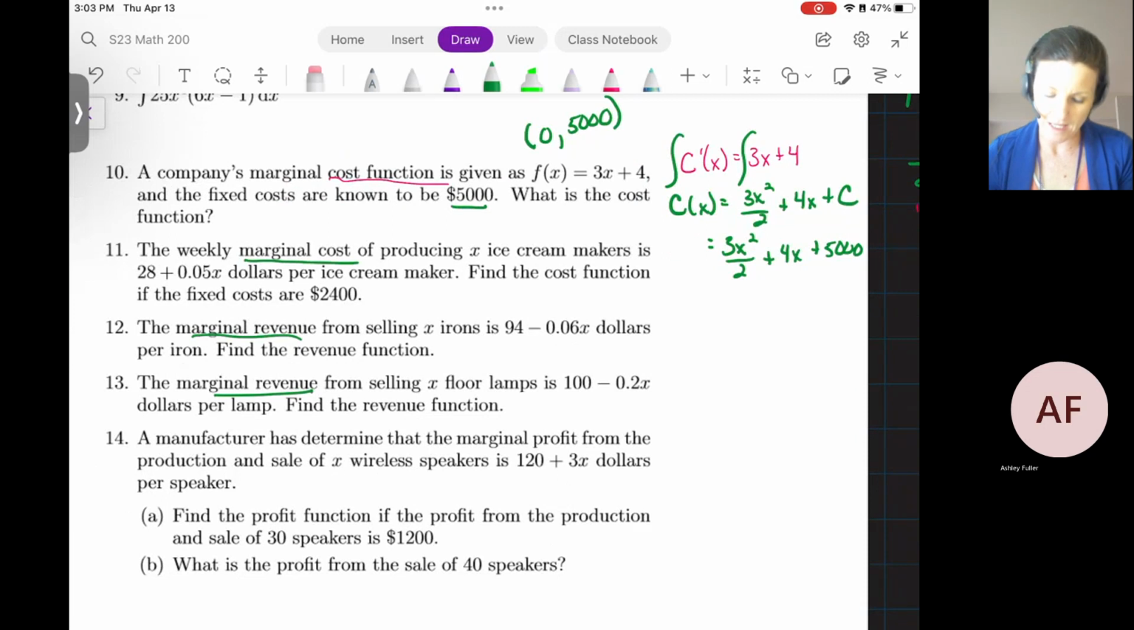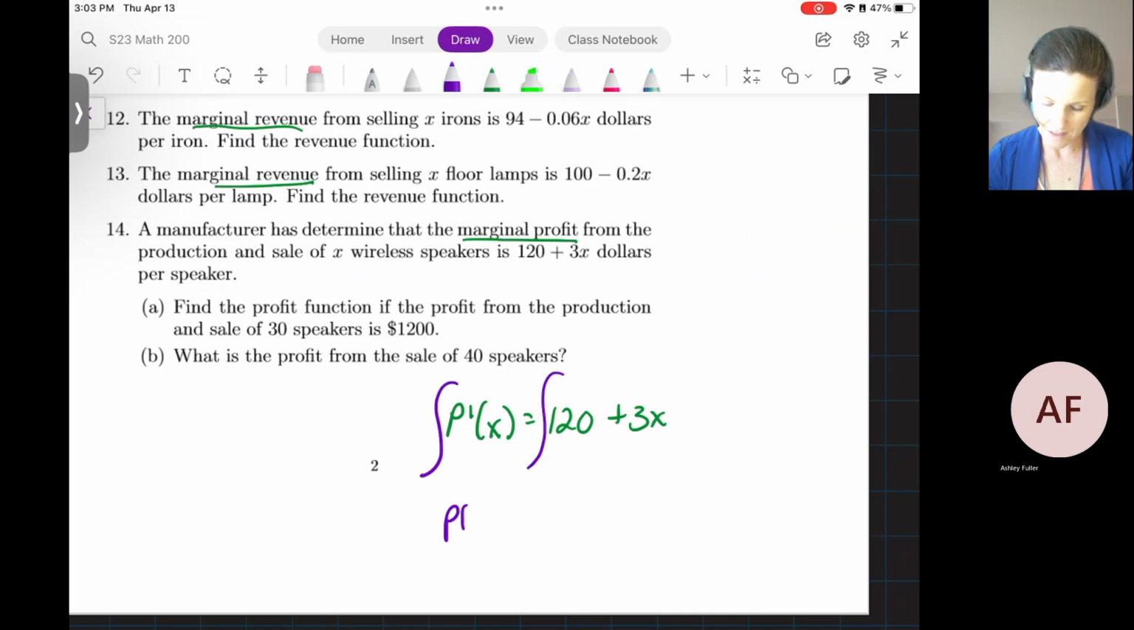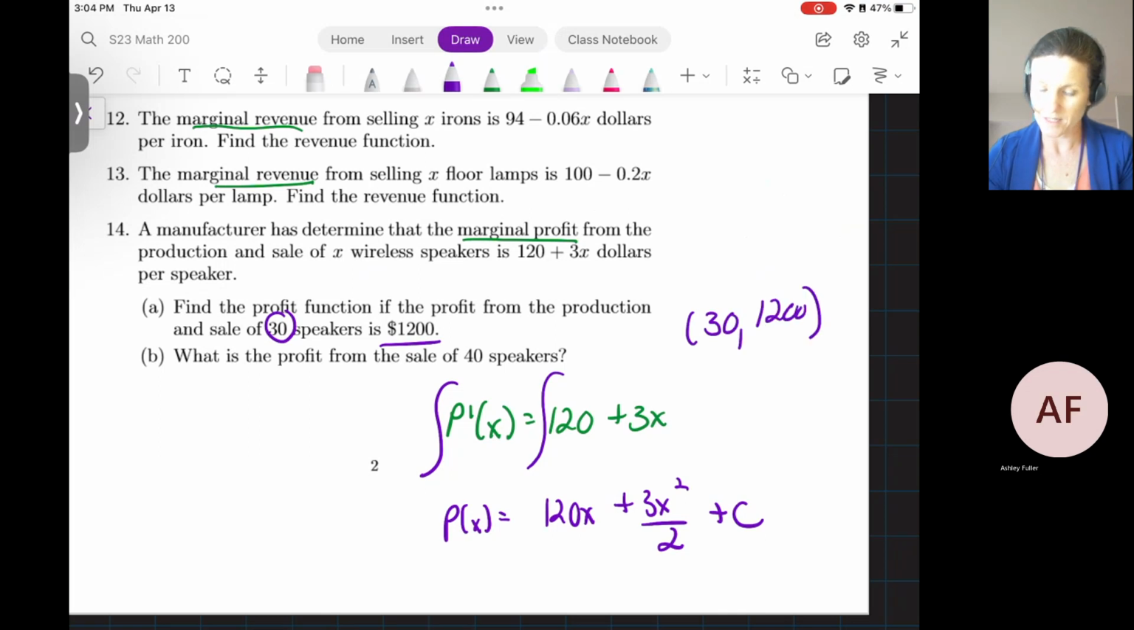The last one we're going to do together, and I'll leave these others to you as an exercise, is let's consider this one with profit. We have a marginal profit function, so we have P prime equal to 120 plus 3x. If I want to find the profit function, I'll integrate both sides, which gives me P of x equal to 120x plus 3x squared over 2 plus c. Now to find this c value, I've been given some information here. I know that if I sell 30 speakers, I make a profit of $1,200.